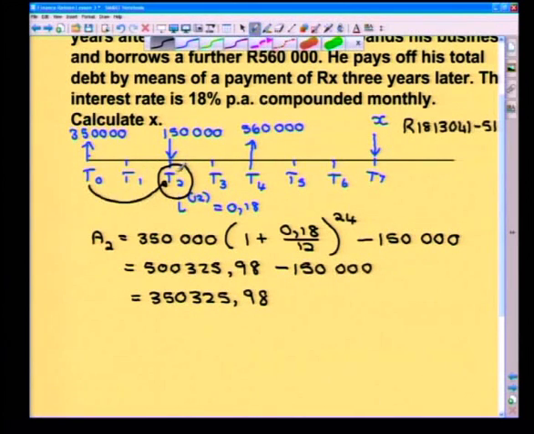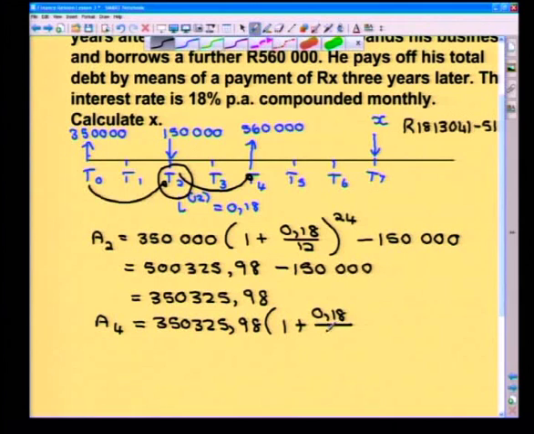Now everything goes well again till I get to the 4th year. So what I would do now is I'd say, right, at A4, I'm going to take this 350,325, 98, and I'm going to add on interest at 18% calculated monthly, and again it's for 2 years, so it's 24 calculations. Now you can see that this is a very logical way to do it. It actually makes it easy for you to understand. But it's also quite clumsy, and it lends itself to making errors because you often are writing down numbers off the calculator. Right, let's pull it up and let's carry on the question.